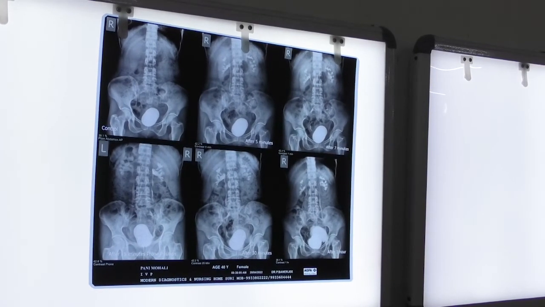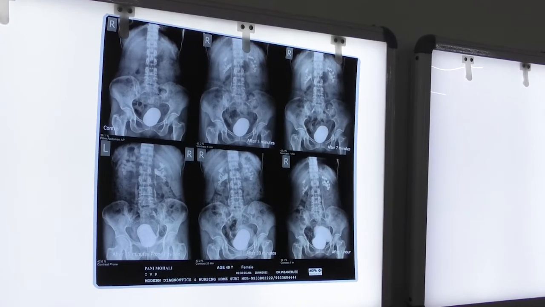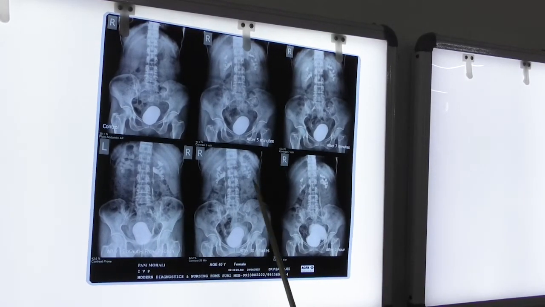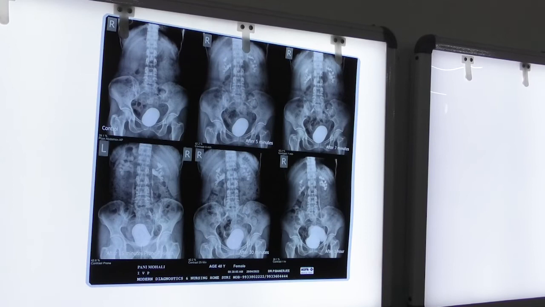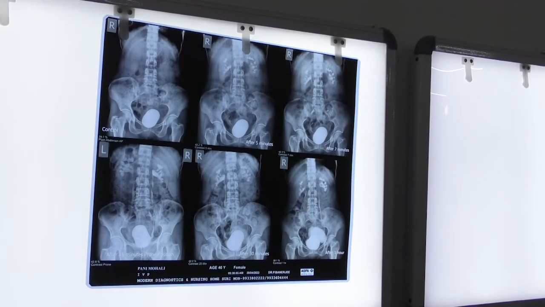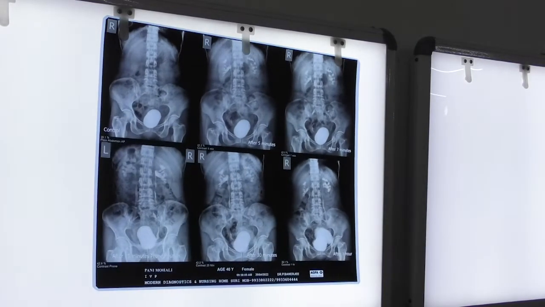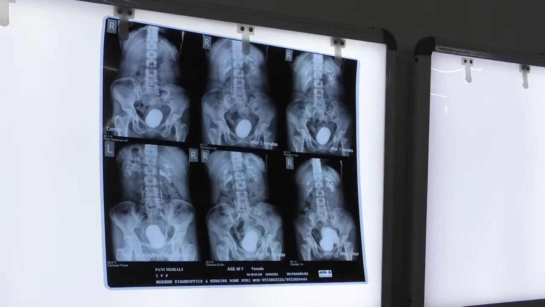Through the urethra we can pass the dye. We can see that the dye will reach the bladder and ultimately it can reach the kidney. That is called the ascending pyelogram.